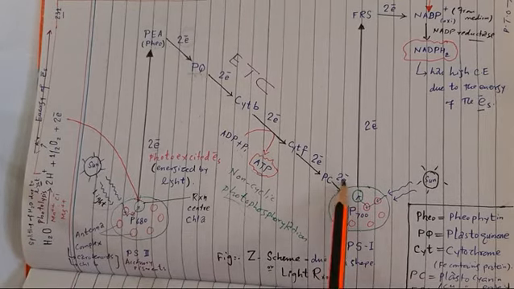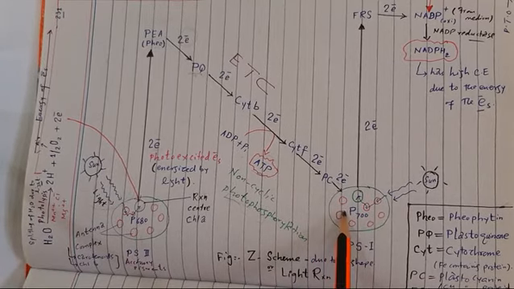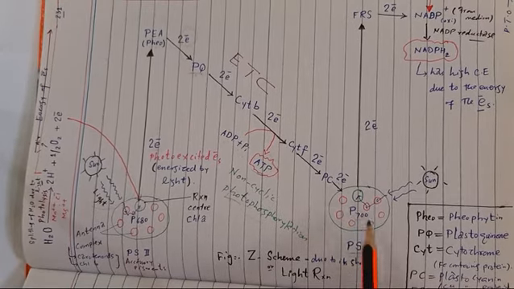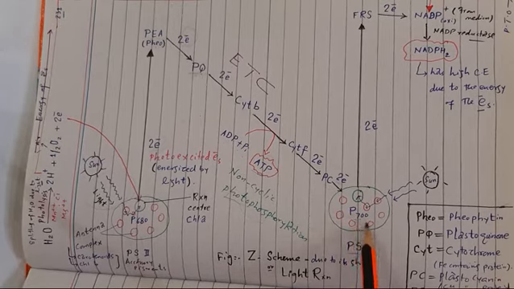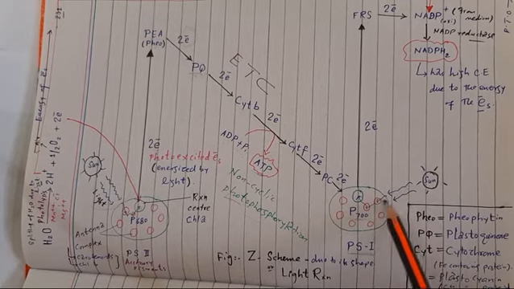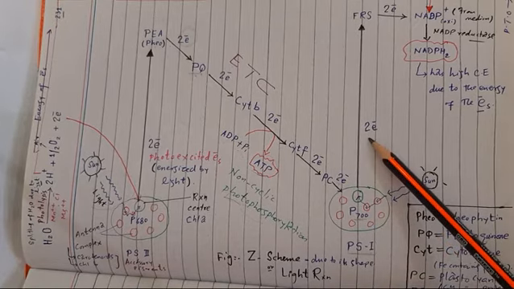Now the electrons from plastocyanin are received by another photosystem, which is called Photosystem One or P700. At the same time, the light also falls on Photosystem One and activates its 2 electrons.